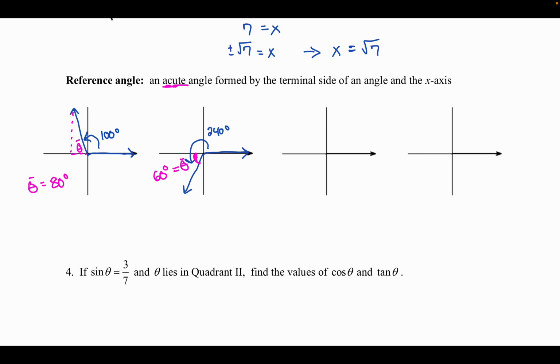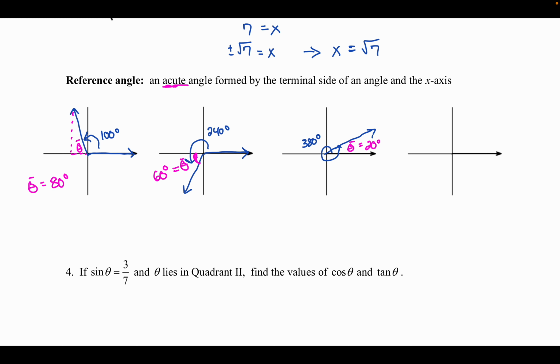I can have reference angles even with angles that are above 360 degrees. So let's draw a 380 degree angle. For 380 degrees, I'd go all the way around, and then I'd go 20 more. So this could be a 380 degree angle. The reference angle would then be 20 degrees. So these reference angles, always consider them to be positive.